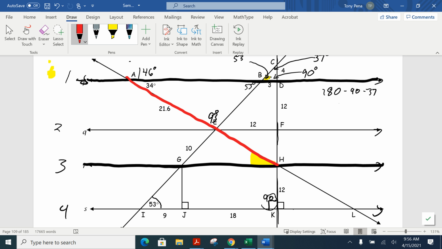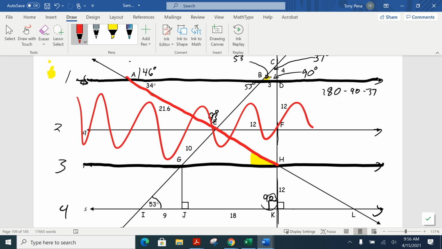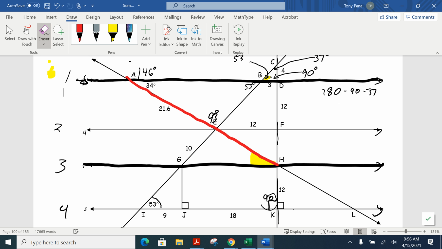Anybody? This one, no calculator is needed. Cam? Not quite. You did supplementary. So aren't these inside? So remember, we're inside of the parallel lines. It is 34 because we're inside. Good. And they're on opposite sides of the transversal. These are alternate interior angles. Alternate interior angles are congruent. So that has to be 34 degrees.